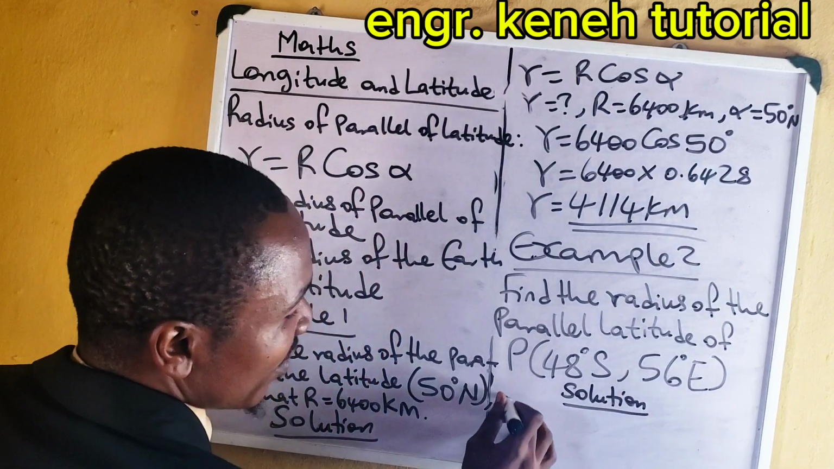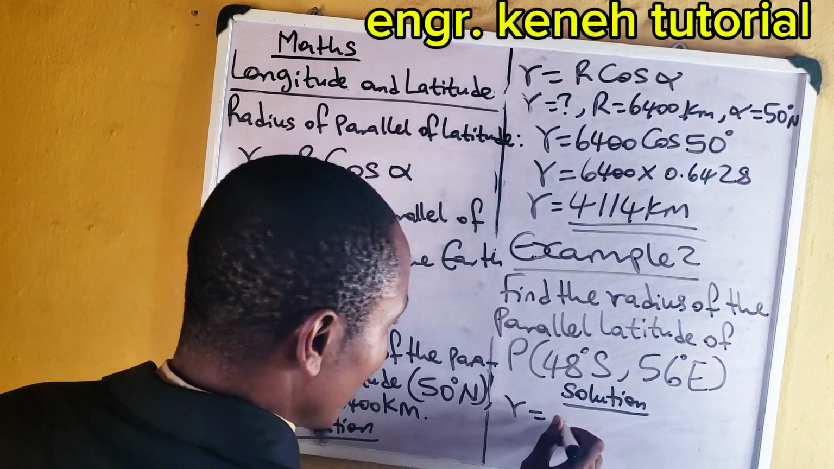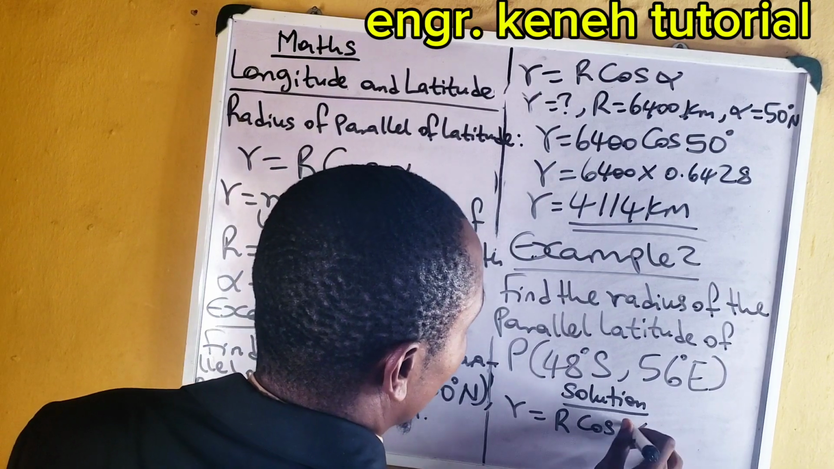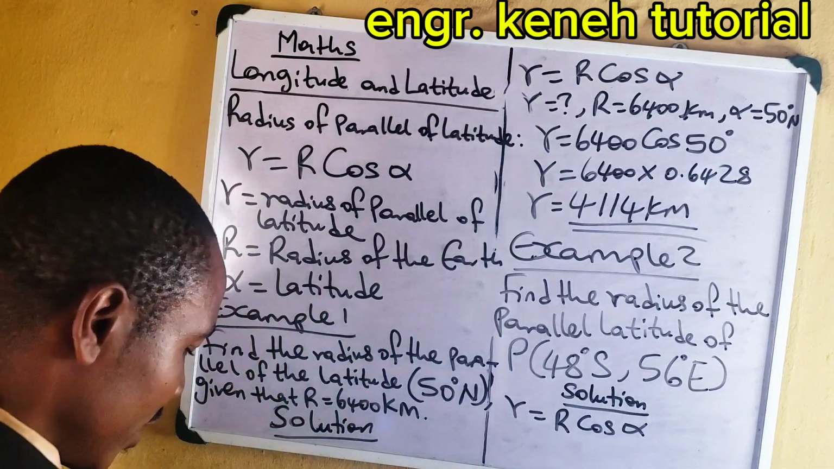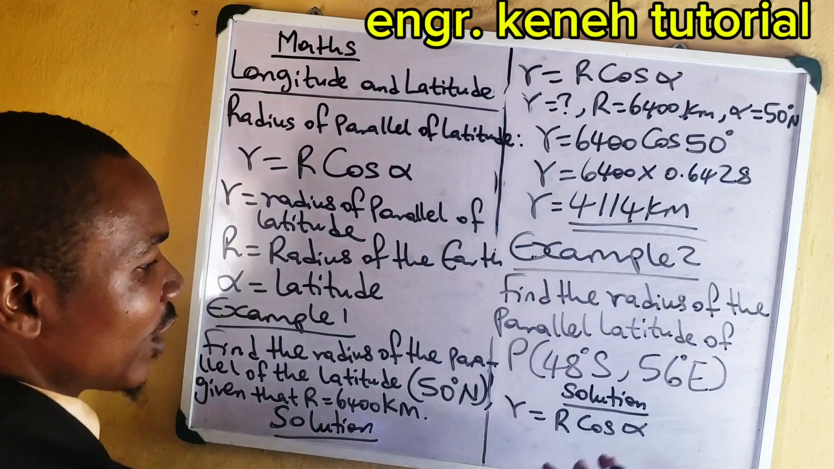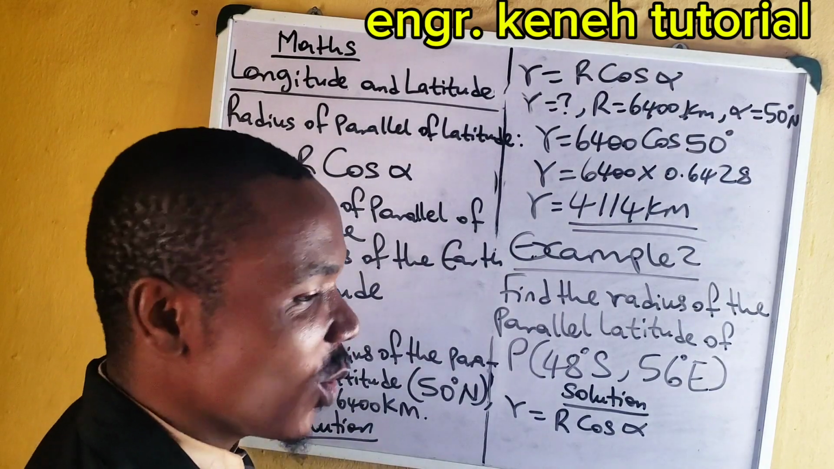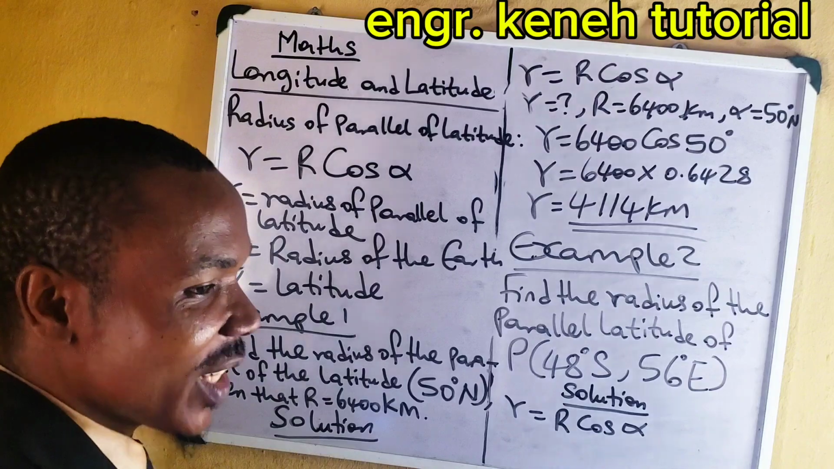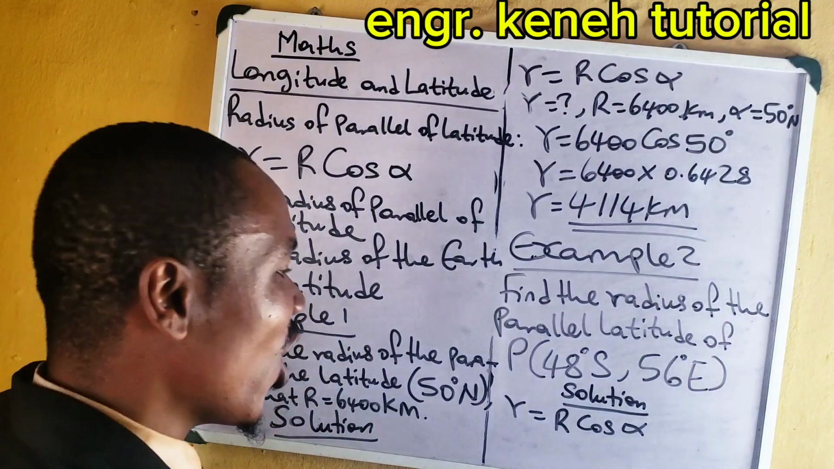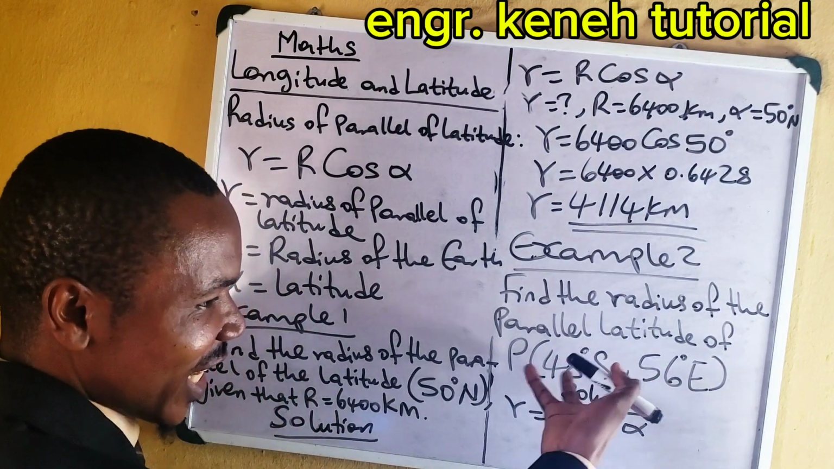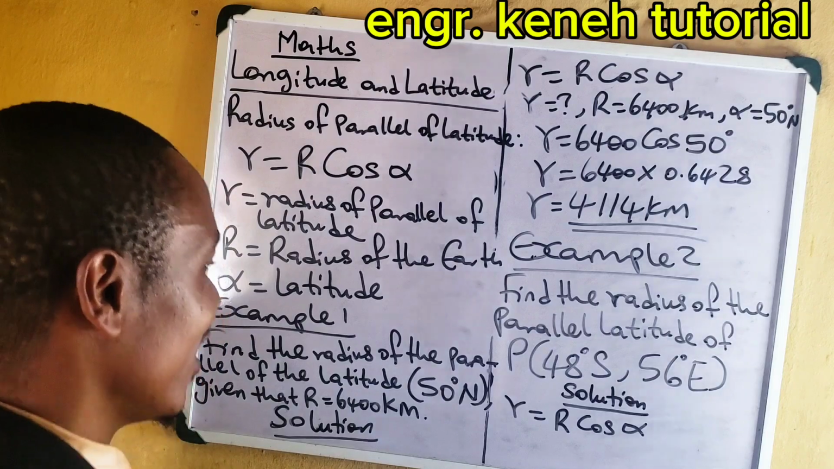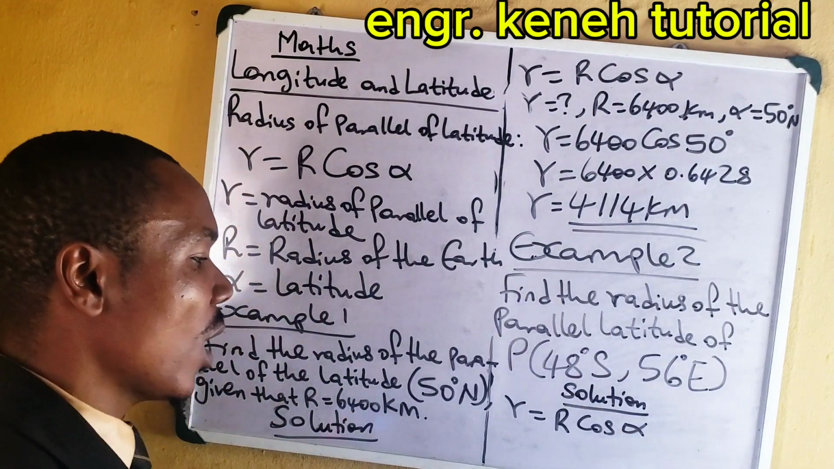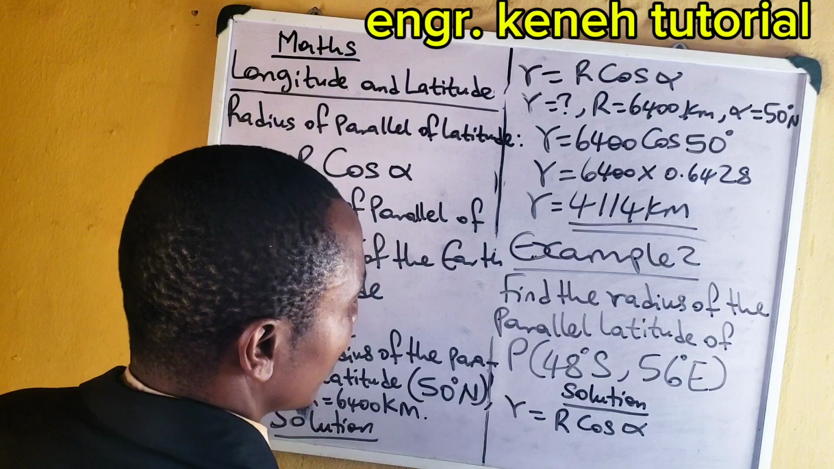I told you that this can be calculated using the formula, with cos alpha. Alpha means latitude. Latitude can be either north or south, and longitude can be either east or west. Anyone that has north or south is our latitude. This one is longitude, and we don't need it. Look at the one we need here.